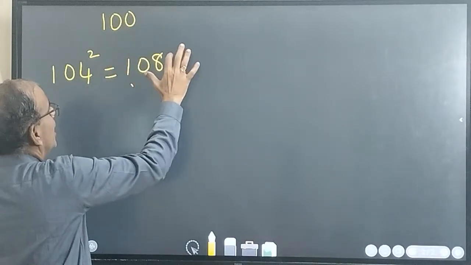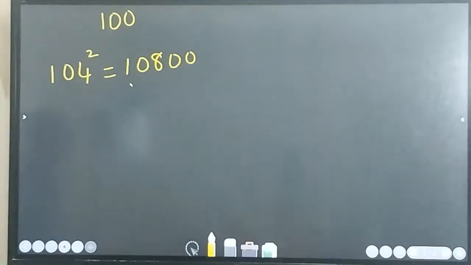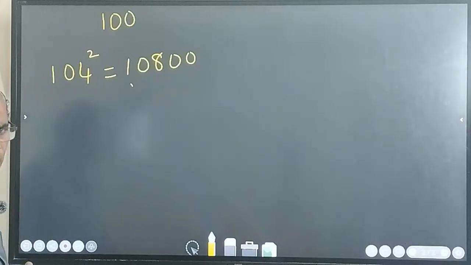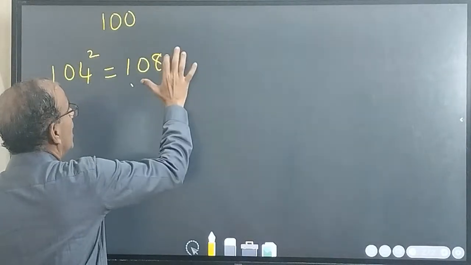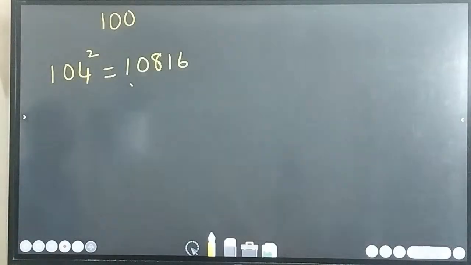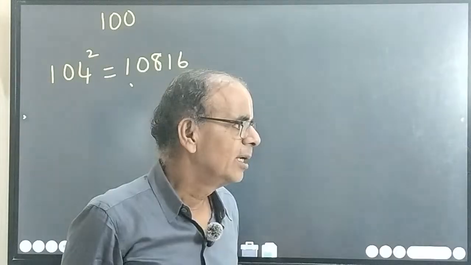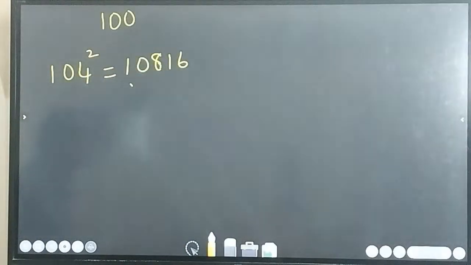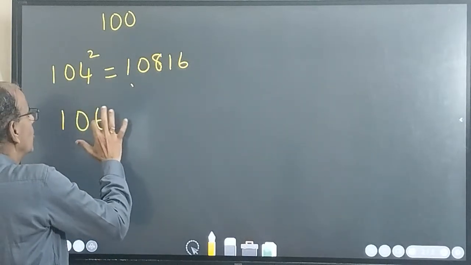How many zeros are there? 2 zeros are there. You write those 2 zeros. Then what is 4 squared? 4 squared is 16. What you do? You remove this one and write 16. That is the answer, 104 squared. 104 plus 4, 108. 4 squared is 16. The answer is 10816.